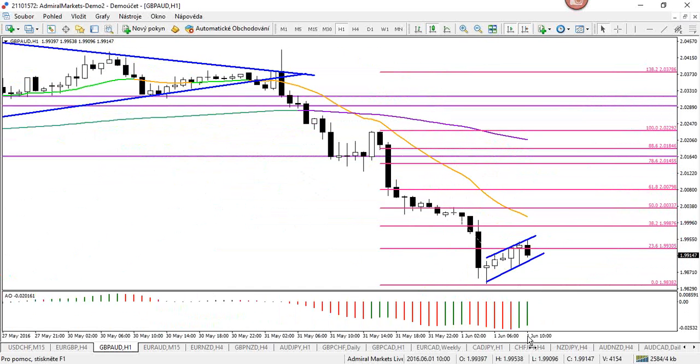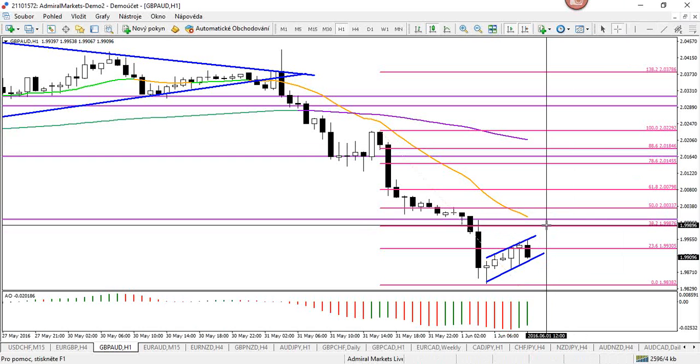So let's see how this hourly candle closes. I wouldn't expect the master candle to be broken, which is this high at the moment. So the 38.2 fib seems like the most at the moment.